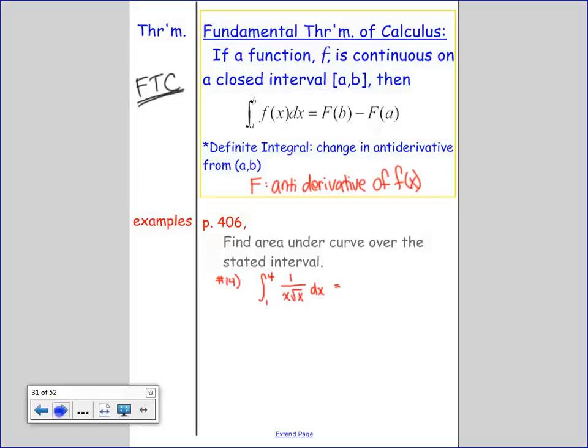To find the definite integral, I find the antiderivative. That's what we did yesterday, and the day before that, and the day before that. Find the antiderivative, plug in the top bound, plug in the bottom bound, subtract. Area.